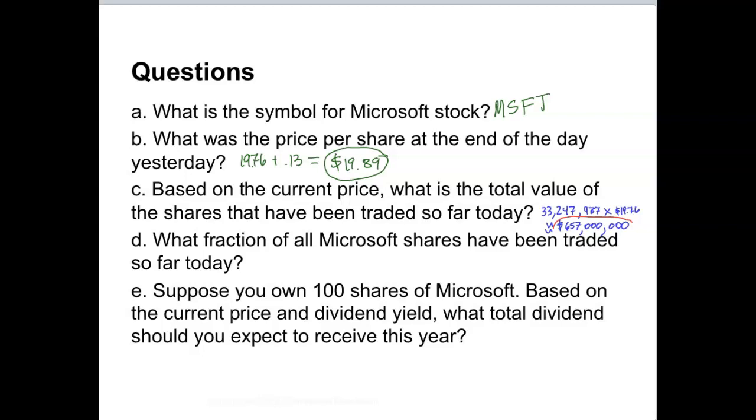So that's not the value of the company, mind you. That is just the value of the shares that have moved today, that have been traded today.